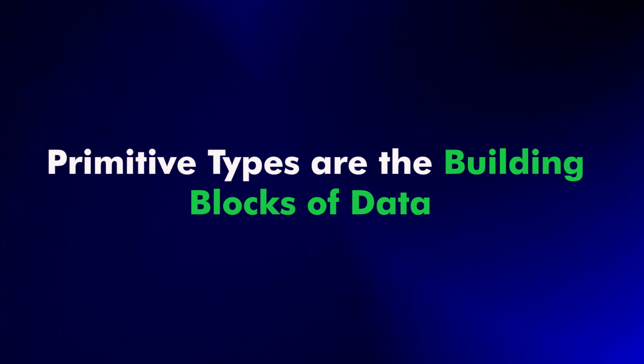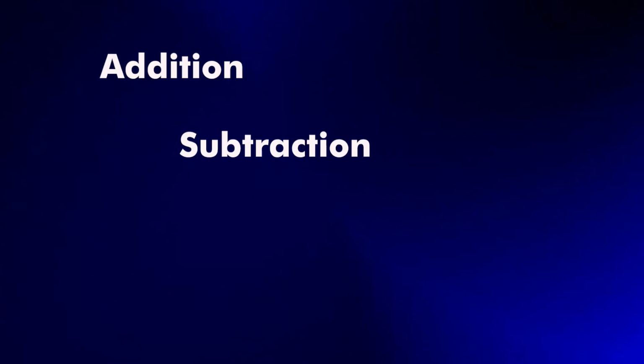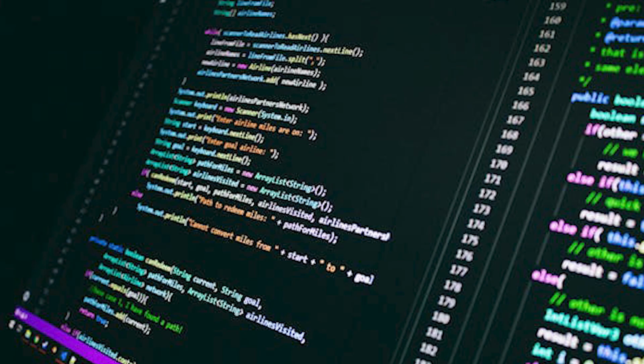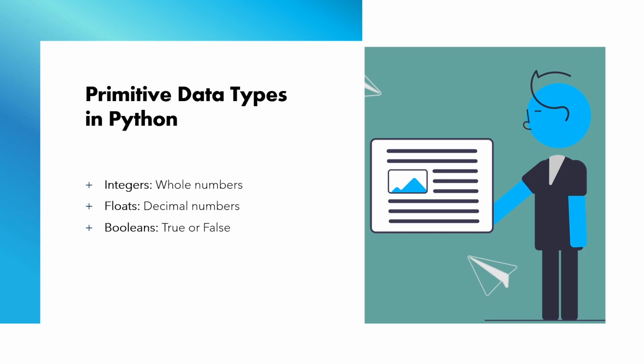These are the building blocks of data. For instance, we have integers, which represent whole numbers. With integers, you can perform basic arithmetic operations like addition, subtraction, multiplication, and division. Floats are decimal numbers, which also support mathematical operations like addition, subtraction, exponentiation, and the rest. Then we have the booleans, which are typically true or false values, which allow you to perform logical operations like and, or, and not. These are the primitive types.